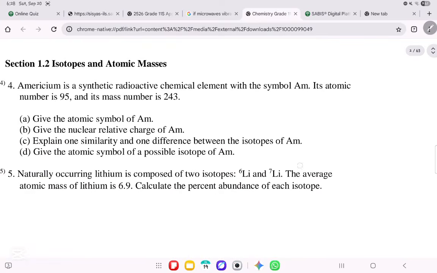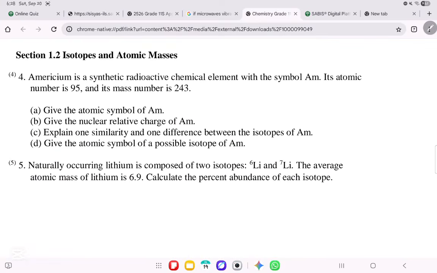We'll move on to question number 4. What do they say in question number 4? Americium is a synthetic radioactive chemical element with the symbol Am. Its atomic number is 95 and its mass number is 243. The atomic symbol of Am is Am, 243 and 95. Give the nuclear relative charge of Am.